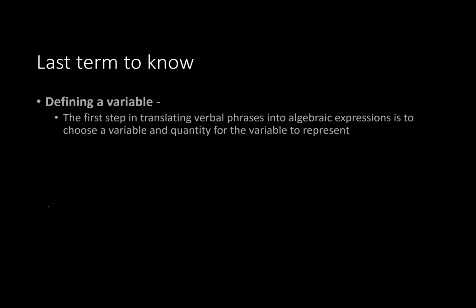Okay, so the last term you need to know is called defining a variable. Later on in the lesson, we're going to be translating verbal phrases, kind of like what we did yesterday, into an algebraic expression. And we'll have to choose a variable or a quantity for that to represent. We can use x, which is probably the most popular, h for hour, d for distance, things like that. So we'll have to choose whatever we want. It doesn't actually matter, but we get to choose one. We'll get into that in a little bit. You do need to know that mathematicians are lazy. I said that yesterday. Sadly, you don't get to be.